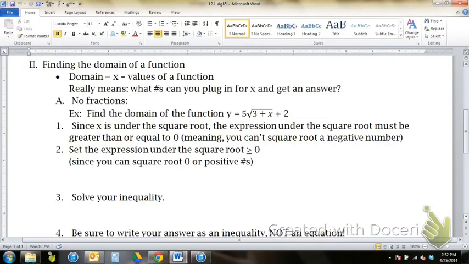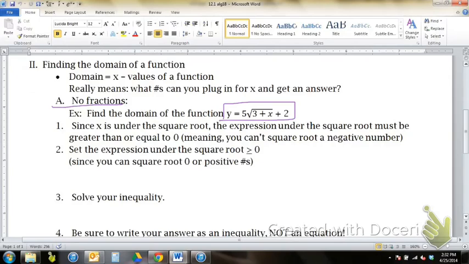There's two types of problems you're going to see. The first type of problem is where you have no fractions. So you see in this function here, there's no fractions. It's not great, but there's no fractions. Since the x is under the square root, the expression under the square root must be greater than or equal to 0, because you can't square root a negative number.